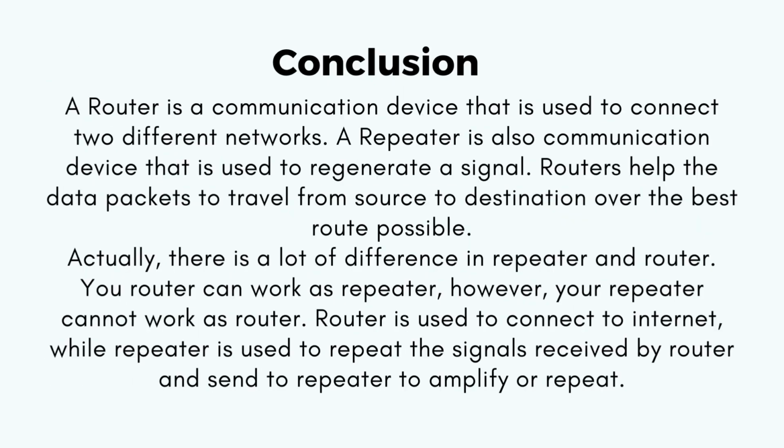Conclusion: a router is a communication device that is used to connect different networks. A repeater is also a communication device that is used to regenerate a signal. Routers help the data packets to travel from source to destination over the best route possible. Actually, there is a lot of difference between repeater and router. Your router can work as a repeater, however, your repeater cannot work as a router. A router is used to connect to the internet, while a repeater is used to repeat the signals received from the router and amplify them.